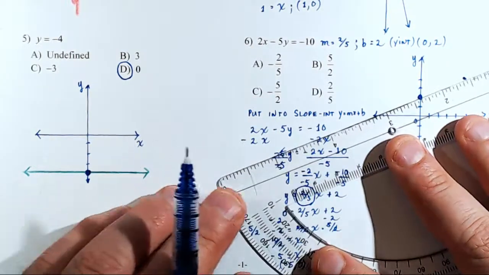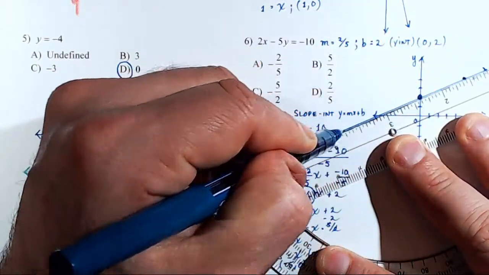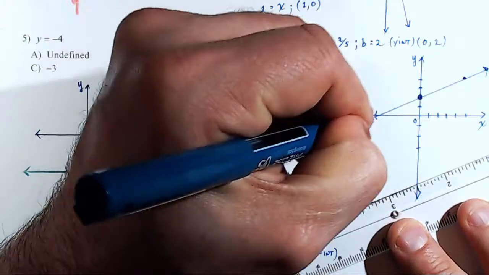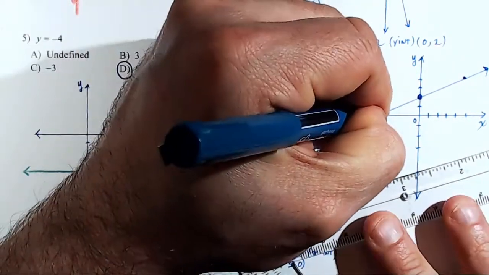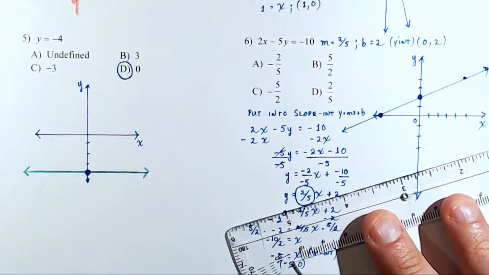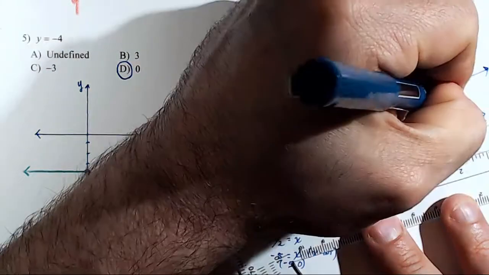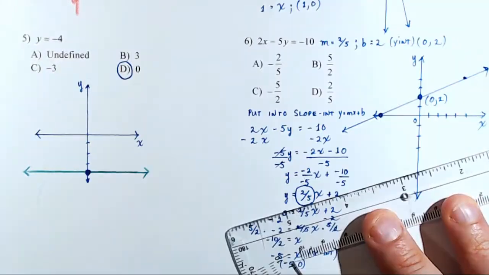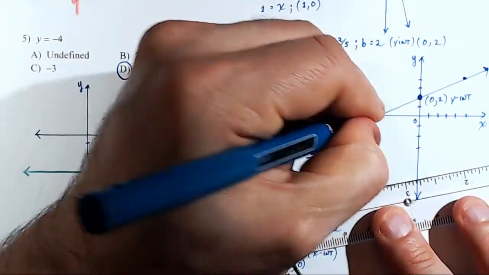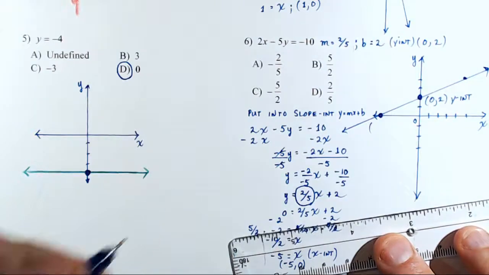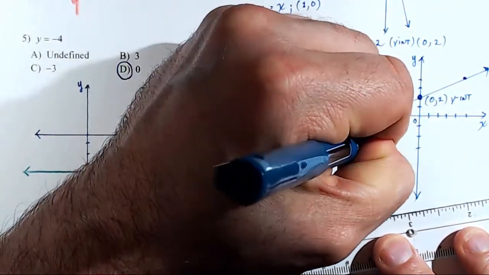Okay, so here comes our line. And we see where this line crosses the x-axis right here, that's the x-intercept. So let's label some points. This is 0, 2, and that is the y-intercept. And this over here is -5, 0, and that's the x-intercept.